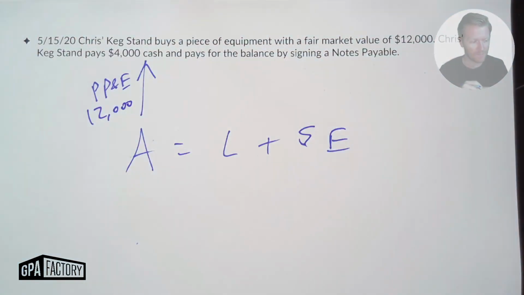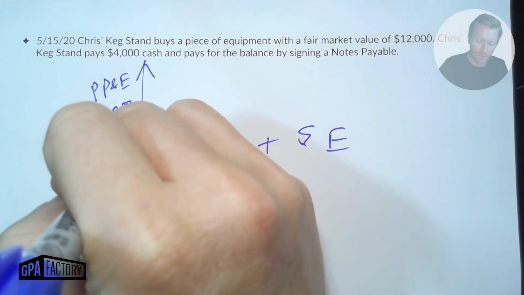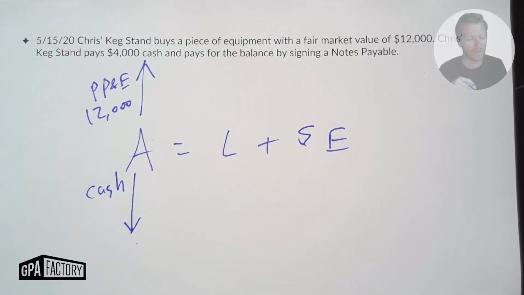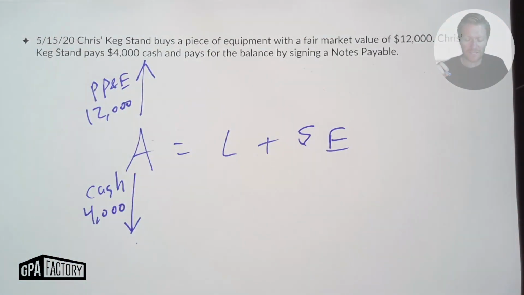Let me see. How are we paying for it? Well, it's saying we're paying $4,000 cash. Okay, I know that I said that I usually like to start with cash, but it was pretty obvious that we were getting that piece of equipment. But you could have started with cash. We're paying cash. 4,000, that's going down. And it says the balance. The balance is just the difference there. So 12 minus 4 is 8. It says the balance is going to be paid for by signing a notes payable.